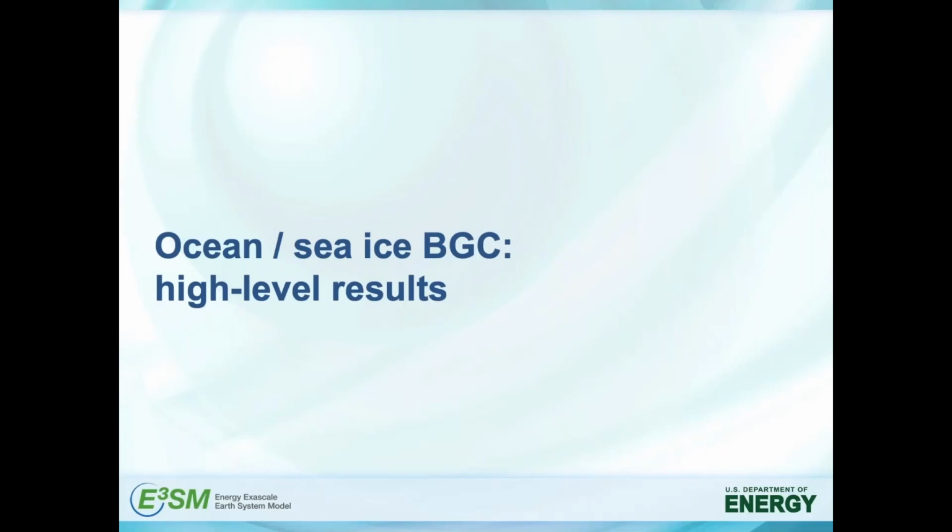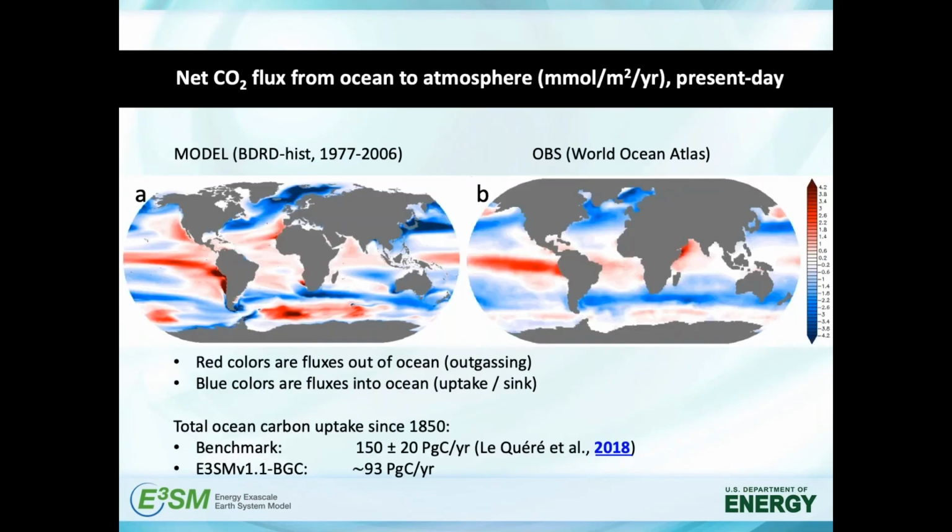So then with that, I want to switch gears to the ocean and sea ice and just show a couple of high-level results from the ocean and sea ice. And so the first figure I want to show you is the net CO2 flux from the ocean to the atmosphere during the present day. And here I'm using the present day because we have an observational benchmark for the present day. So this is what we show in the paper.